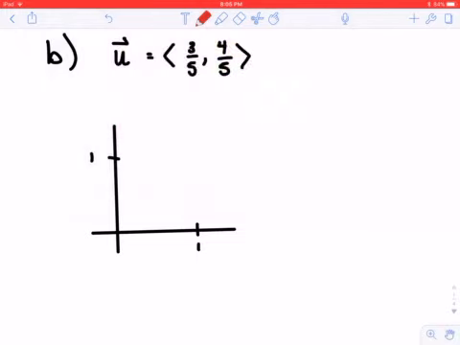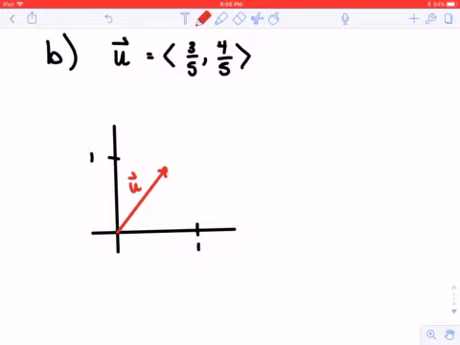And here I go. I'm going to go right 3/5, up 4/5. So something like that. That's my terminal point. And there's my vector. That's it. So there's your vector. So again, I'm just going right 3/5. You know, that looks about 3/5, right? A little over half going right, and almost to 1 going up. It's obviously not perfectly to scale, but it's close enough.